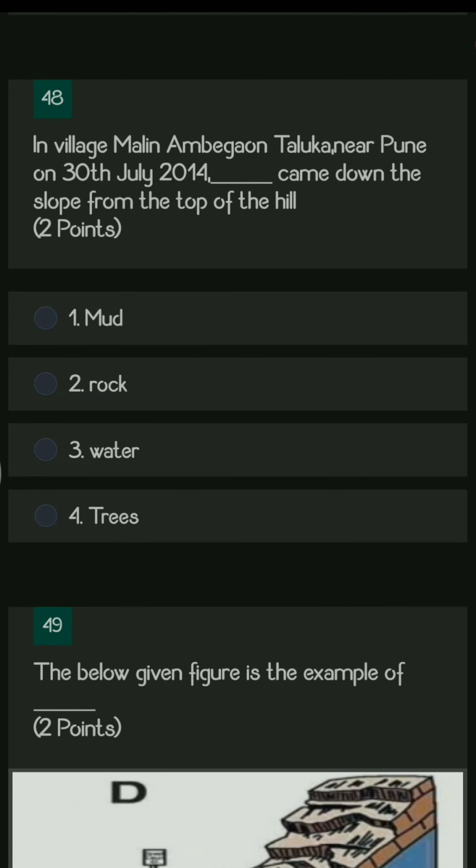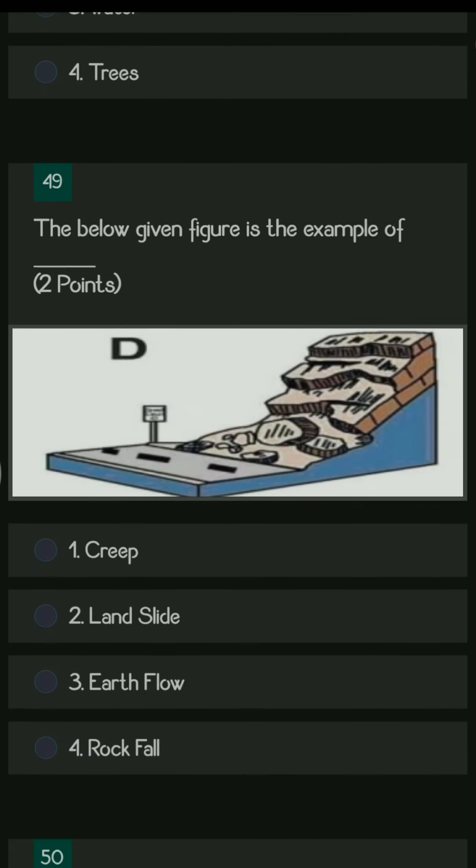Next question, in a village Malin in Ambegaon Taluka near Pune on 30th of July 2014, dash came down from the slope of the top of the hill. So the options are mud, rock, water, trees. So mud is the right answer. There was totally a mud flow and the whole village got drowned inside it. Completely the village was full of mud. Many people lost their lives, and this was because of high rainfall.